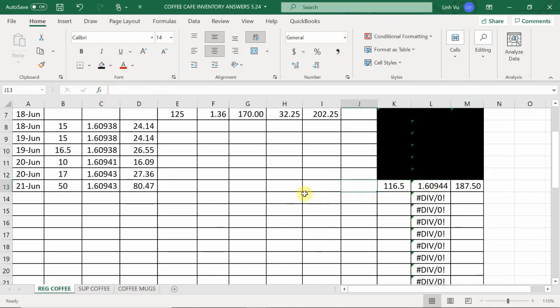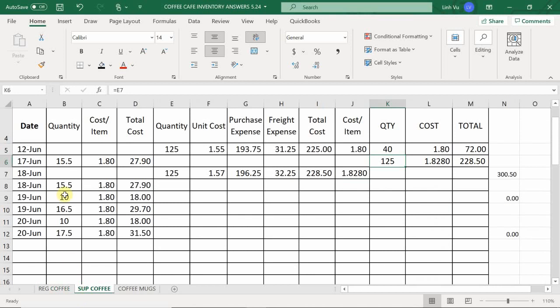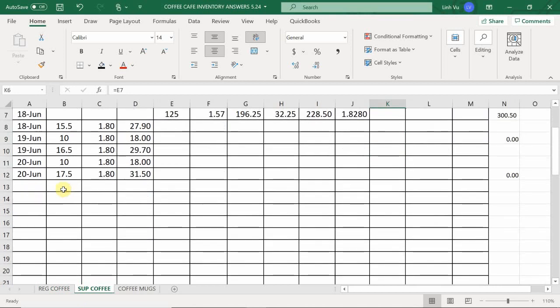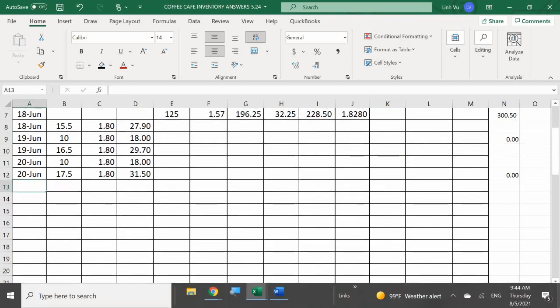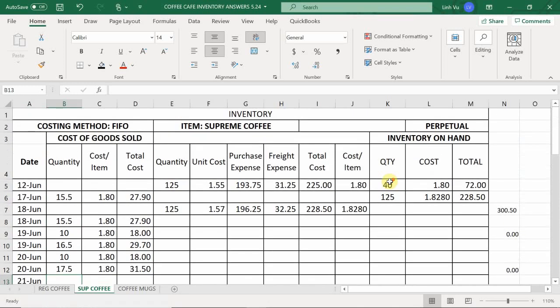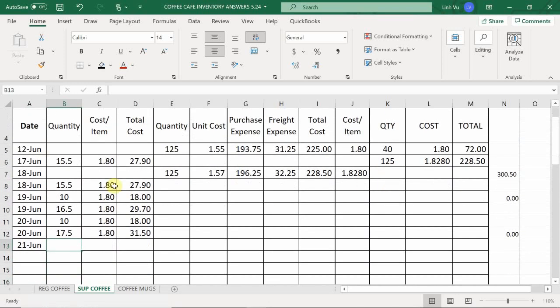Okay. And we sold $80.47 worth of regular coffee. So let's go to Supreme Coffee. How many pounds of Supreme Coffee did we sell? 45. 45. And let's take a look.